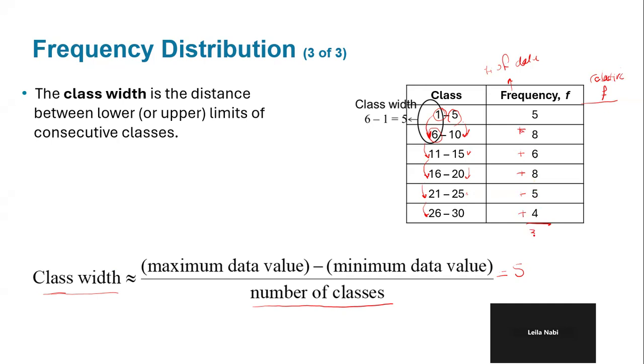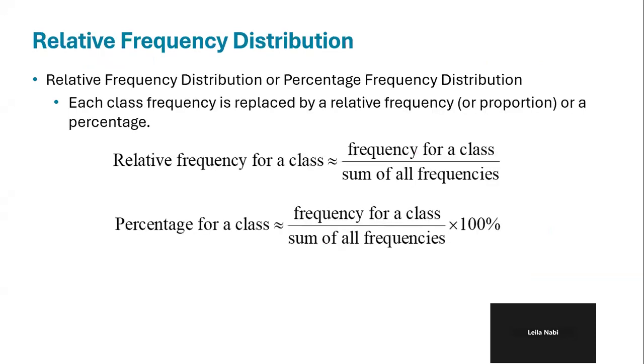plus 4 is 36. And then to find the relative frequency, we divide the frequency of each class by the sum of the frequencies, which is 5 divided by 36, so 5 over 36. You can keep it as a fraction or change it to a decimal. After changing to a decimal, if you multiply it by 100, you get the percent. For the second class, I have 8 as a frequency divided by 36. It gives me the relative frequency, and if I multiply it by 100, it gives me the percentage.